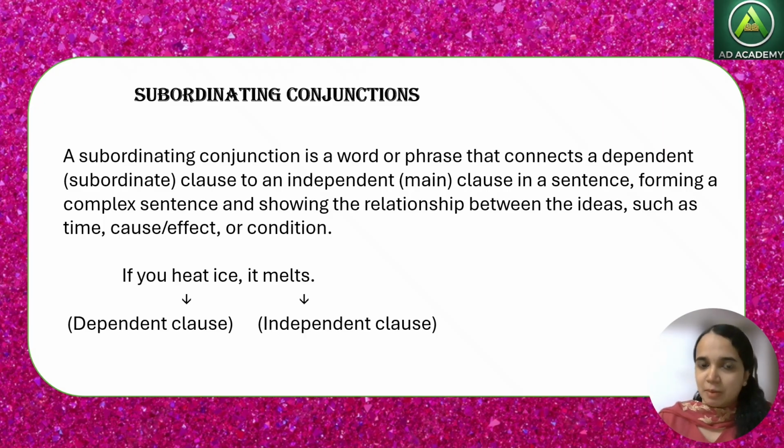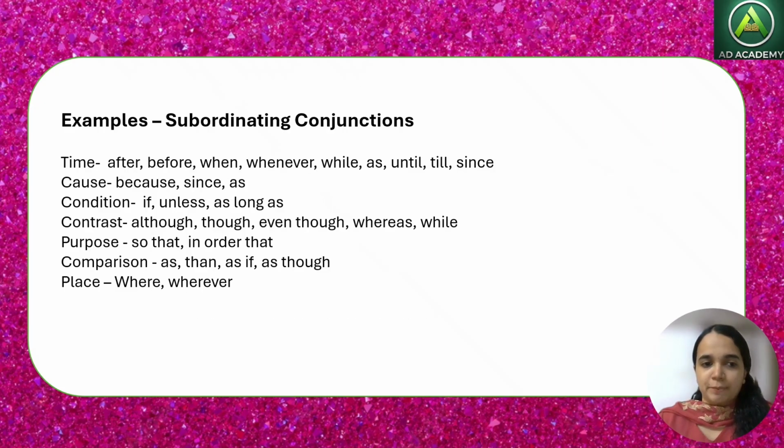We can check more examples. You can also check the punctuation rule. It is also very important. Yeah, here are some examples. For time, we can use the subordinating conjunctions like after, before, when, whenever, while, as, until, till, since.